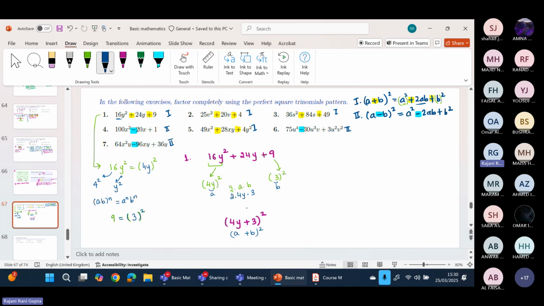So how much do you get here? 2 multiply 4, 8. 8 multiply 3, 24. So this is giving you 24y, which is this term. So yes, this is your 2ab term. So you can write it as 4y plus 3 whole power 2. Is this clear? Yes.